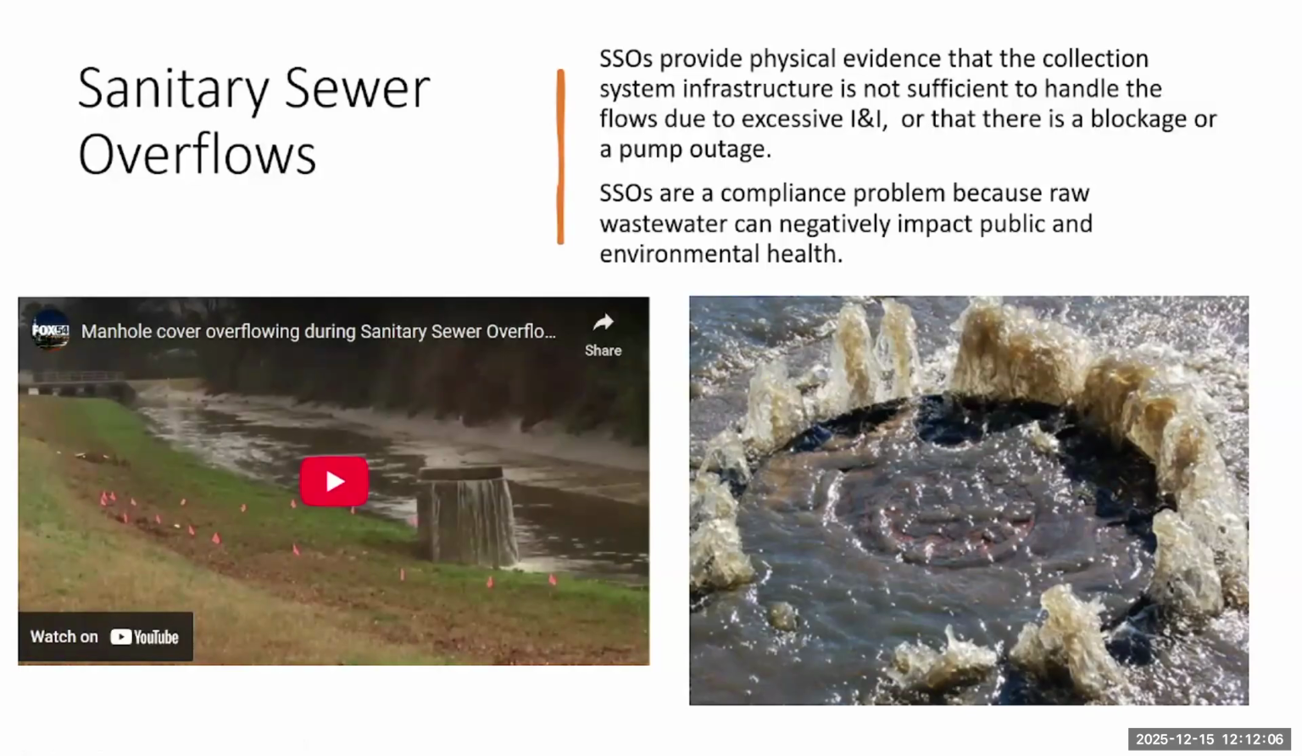It's not fully treated. And anytime, that's a compliance issue, because anytime you've got raw wastewater or partially treated wastewater entering the environment, it definitely would impact public or environmental health.